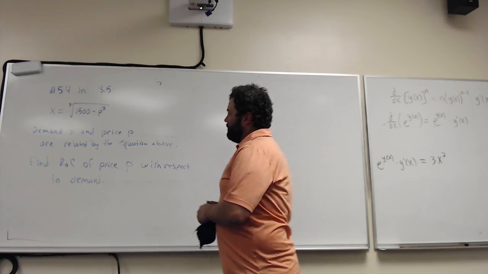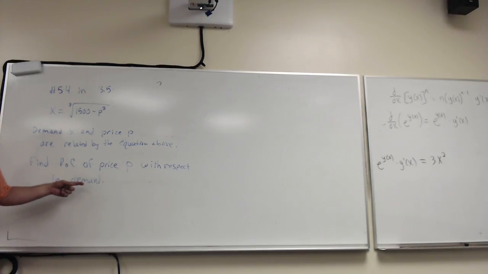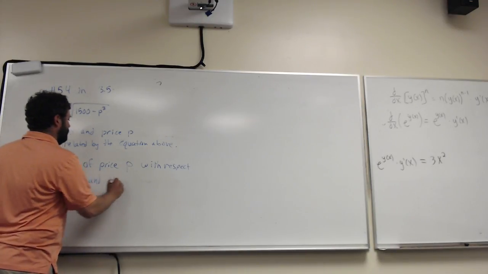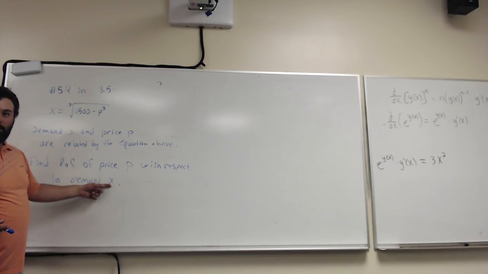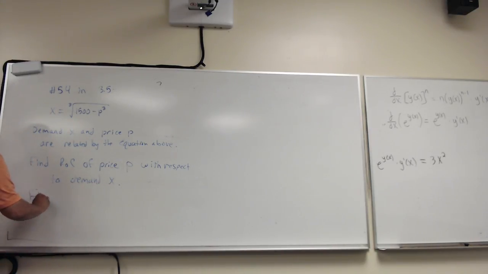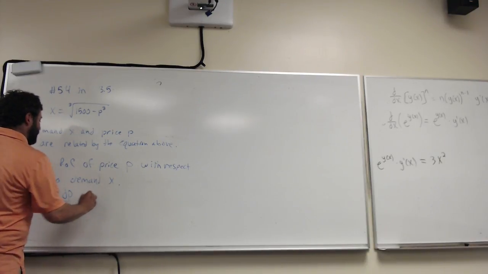Okay. So first of all, it says find the rate of change of price with respect to demand x, or the number of units demanded. That means you're finding p prime and you're treating x as the independent variable. So again, the rate of change of price with respect to demand x is basically just saying find dp over dx, which is the same as p prime.